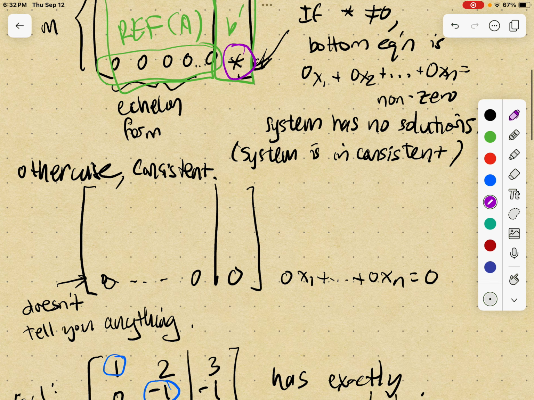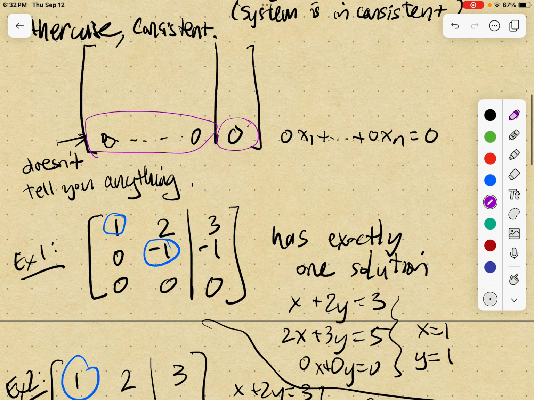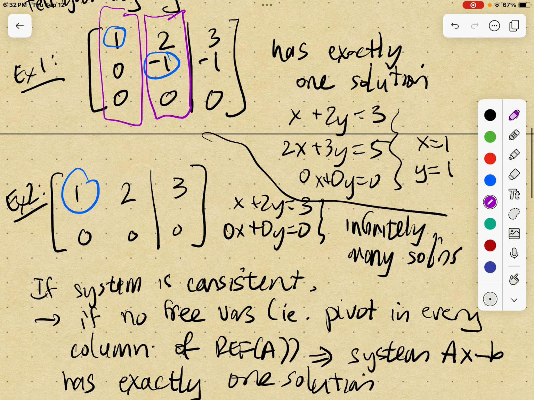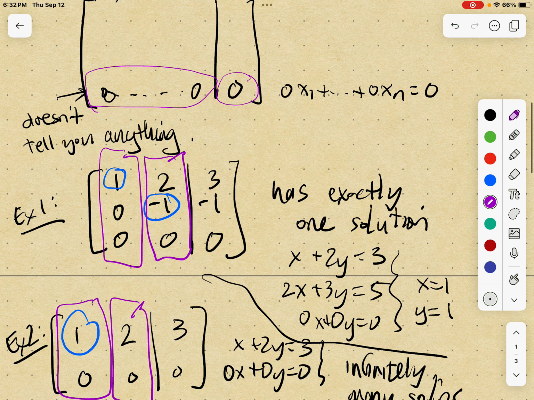And then the question is, if you have a row of zeros, including this part, it doesn't tell you anything. So what do you look for? How do you tell if it has one solution or infinitely many solutions? You look at the columns of your non-augmented matrix and see if there are free columns. If there's a pivot in every one of these columns, then the system has exactly one solution, because you can actually solve. So here, if you look at this matrix, you can actually solve.